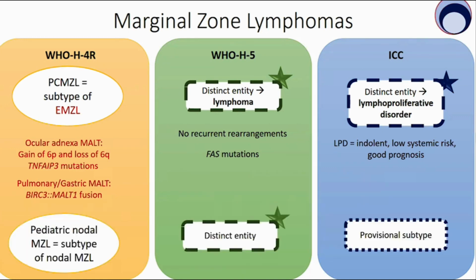All right, and then pediatric nodal marginal zone lymphoma has also been upgraded to its own entity in the WHO5, while it is strictly a provisional subtype in the ICC as it was before. It does have overlapping features with pediatric-type follicular lymphoma, but as there isn't sufficient evidence to group these entities together, it has not been done yet.